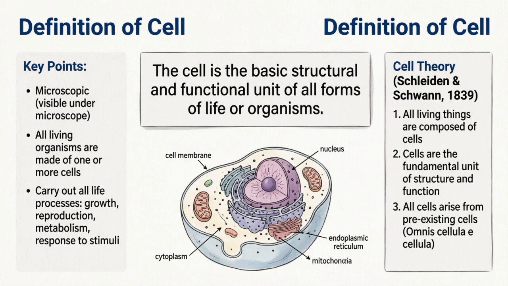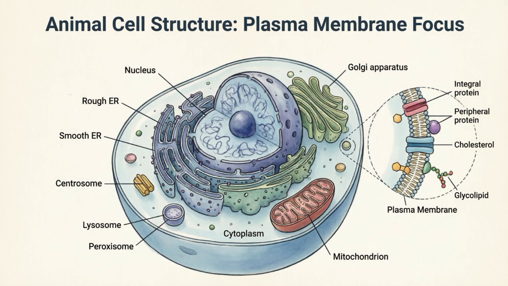All cells arise from pre-existing cells. This is a crucial concept summarized by the Latin phrase omnis cellula e cellula. It means life does not just spontaneously appear. New cells are created by the division of old cells. Now it is time to zoom in and look at the anatomy of a specific type of cell. On the screen, you can see an image titled Animal Cell Structure.